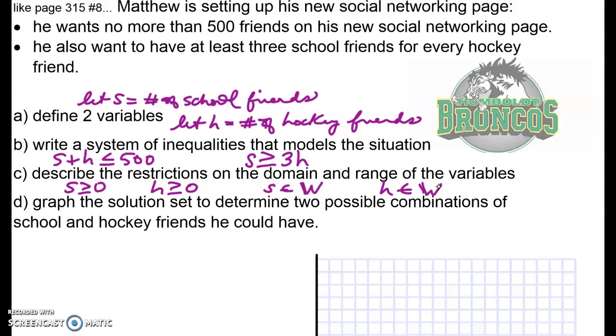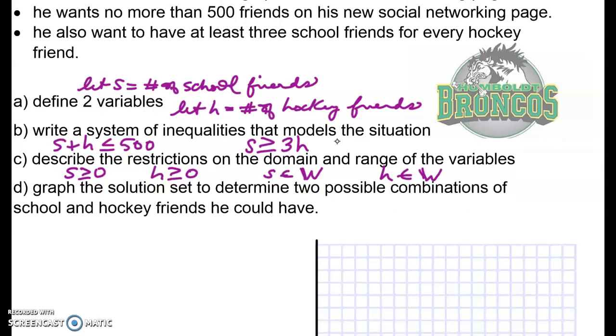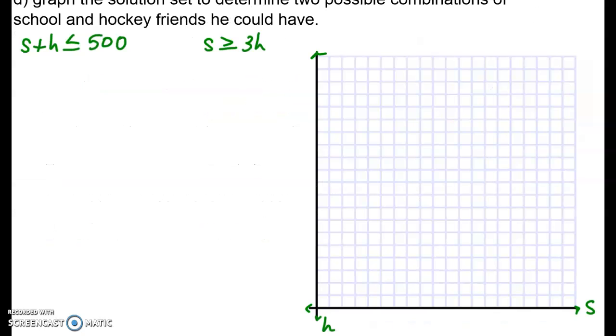D. Graph the solution to determine the two possible combinations of school and hockey friends that he could possibly have. Okay, so this is where you come into play, and you're good at this already. We've got inequality 1, and then inequality 2. Let's decide to make h the horizontal axis. We'll call this h, and we'll call the vertical or y-axis s.